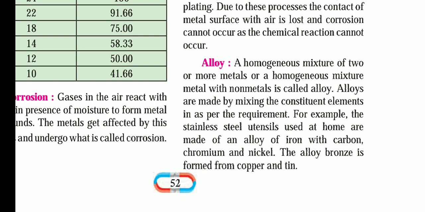For example, stainless steel utensils we see in our home are made up of an alloy. Which things are added to it? Iron with carbon, chromium and nickel. All four are combined to make a single stainless steel. So, does everyone remember the meaning of alloy? A homogeneous mixture of metal and non-metal, or metal and metal, forms an alloy. Similarly, stainless steel is an example of an alloy in which iron, carbon, chromium and nickel are present.